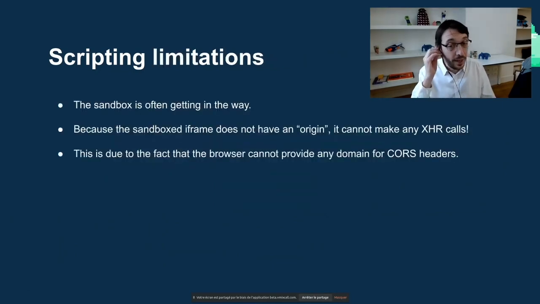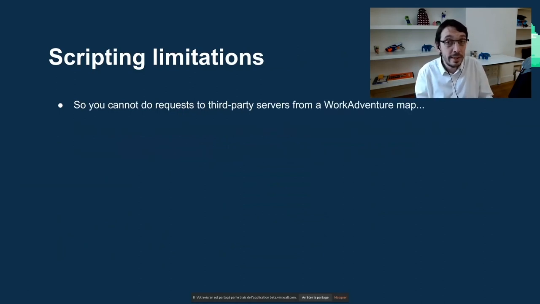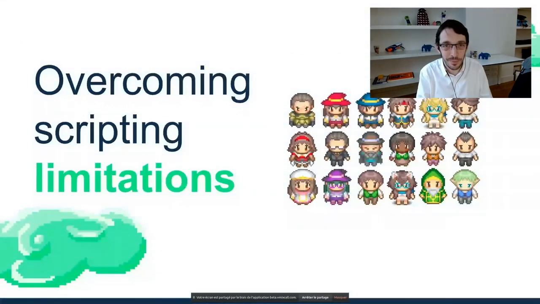Still, there are some limitations. As I told you, the sandbox is often getting in the way, because the sandbox iframe does not have an origin, so it cannot make any XHR calls. When I do an XHR call, I need an origin, and I can't do that anymore. And this is really a problem, because often when you script a map, you want to be able to connect to something else. So is it really possible? Well, I'll show you how you can hack around this limitation.